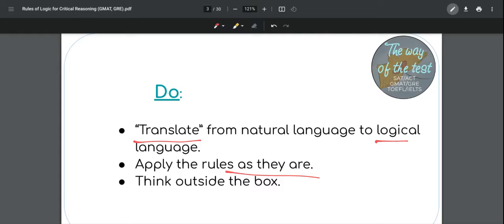Another thing we have to do is think outside the box. If you have the time, this will be a very useful skill for you. You have to get outside of your mindset, because you're going to notice that some of the logical mistakes are actually mistakes that we make in our day-to-day reasoning. So you're going to start practicing applying these rules of logic to your own life.